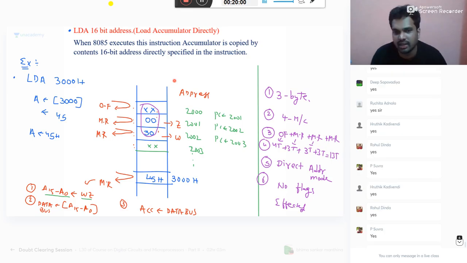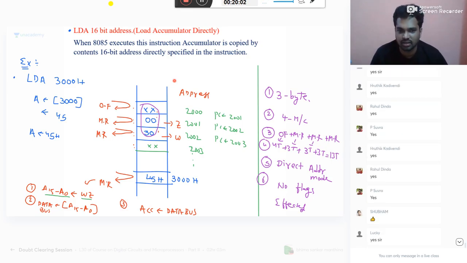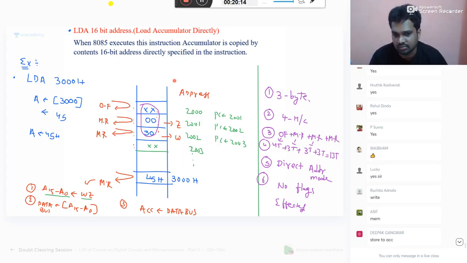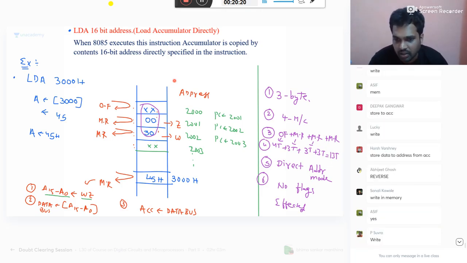So if you have LDA, you will also have STA. What is STA, sir? Load means loading the accumulator, keeping it in the accumulator. What is store? Store means what? What is store accumulator? Reverse. Load means load into accumulator. Store means store from accumulator to memory. Yes. It's the reverse job.